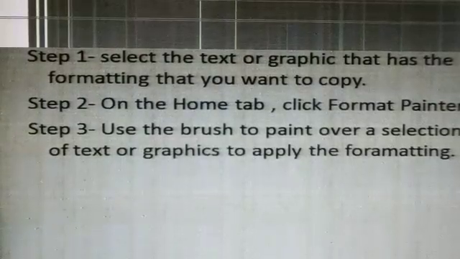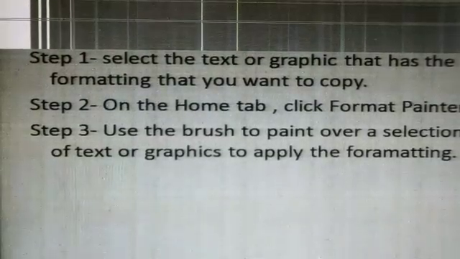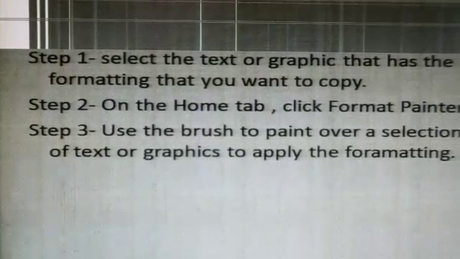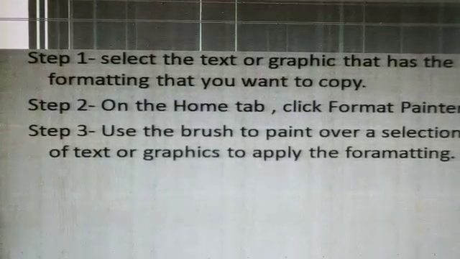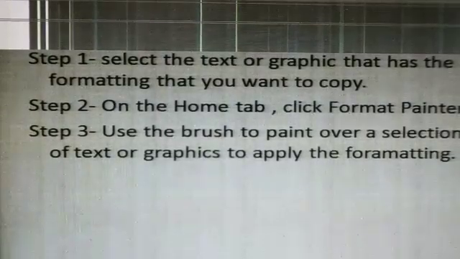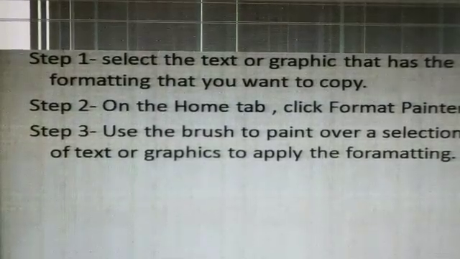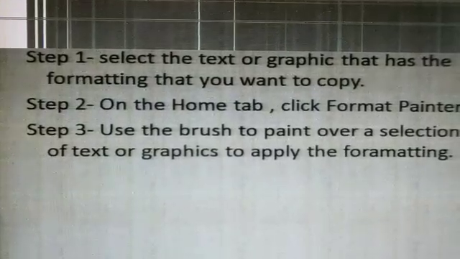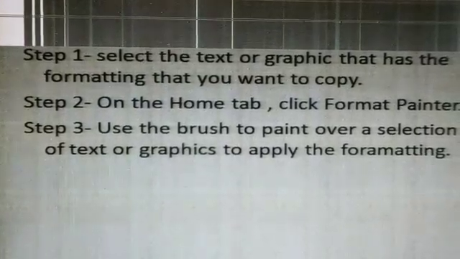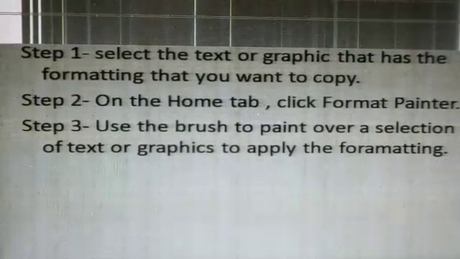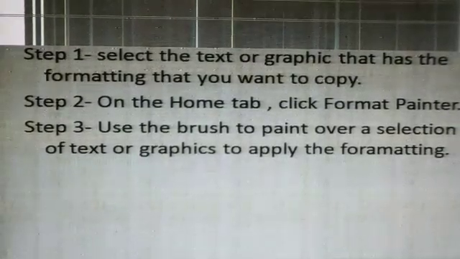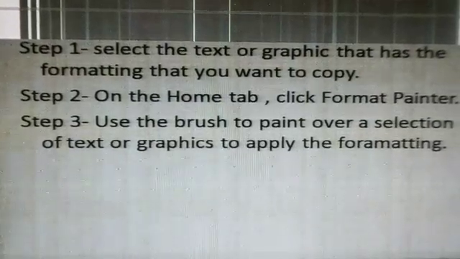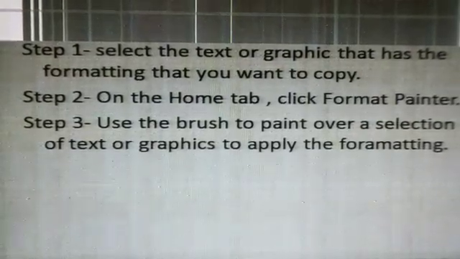When you click on the Home tab and afterwards click on Format Painter, your cursor will change. It means your cursor will look like a paint brush. Then you will understand that you have selected the Format Painter. Now apply it on the text where you want the same formatting. Now students, practically I will show you how to apply this Format Painter on your text.